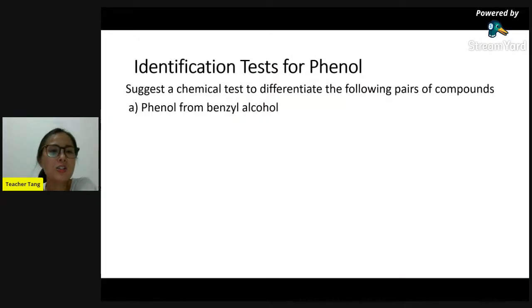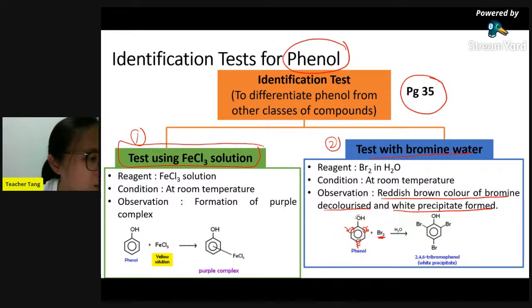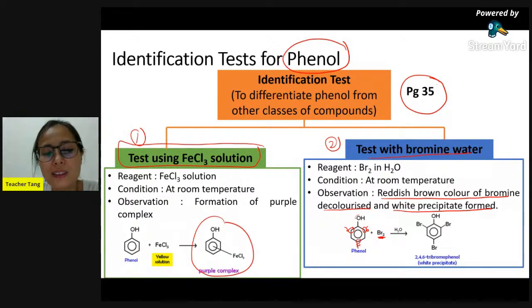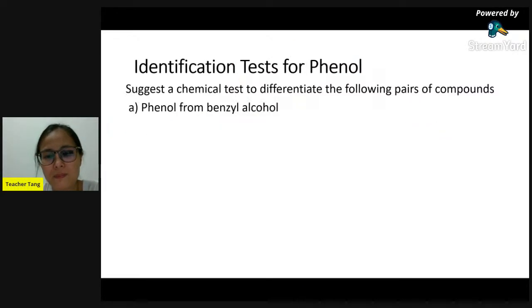So now shall we look at, so again, for phenol, 2 chemical tests to differentiate phenol from other classes of compound. So the first one is test using iron 3 chloride solution. Kamu dapat purple complex. So the second one is you test it with bromine water. You get the white precipitate. 246 tribromophenol, the white precipitate. So now we move on to look at suggest a chemical test to differentiate phenol from benzyl alcohol.